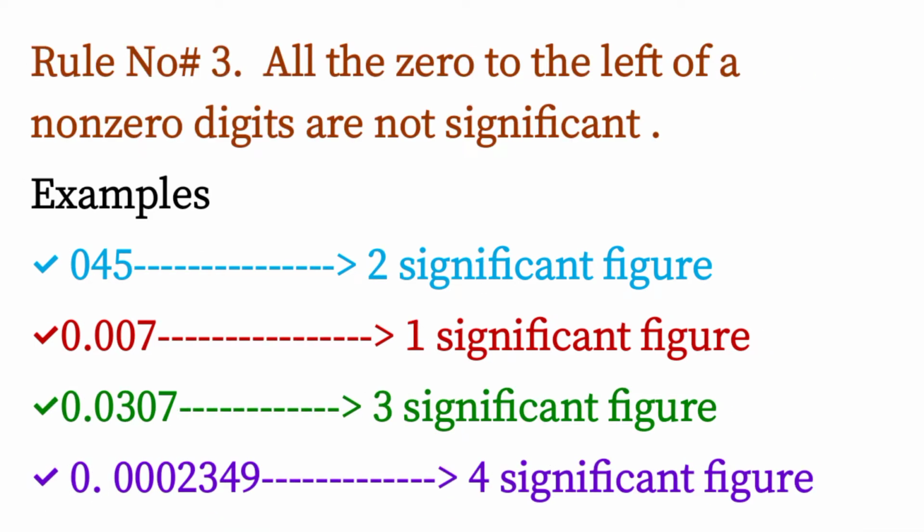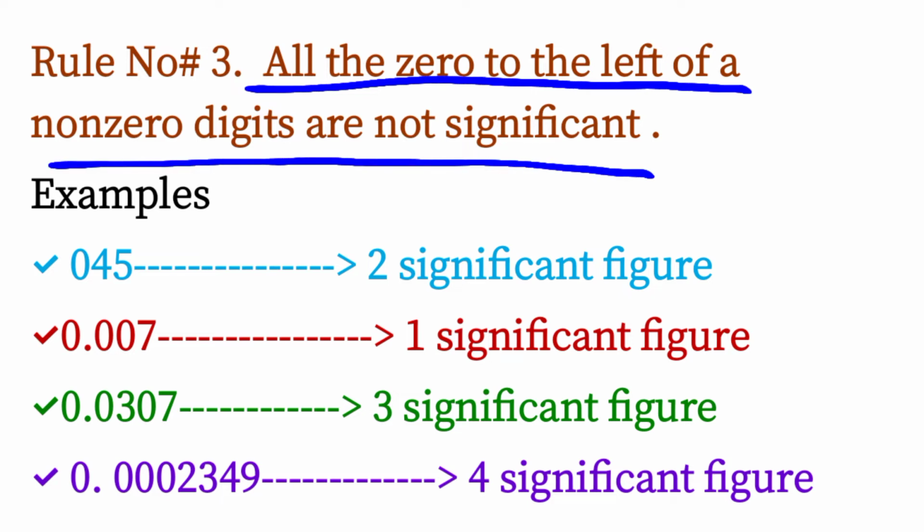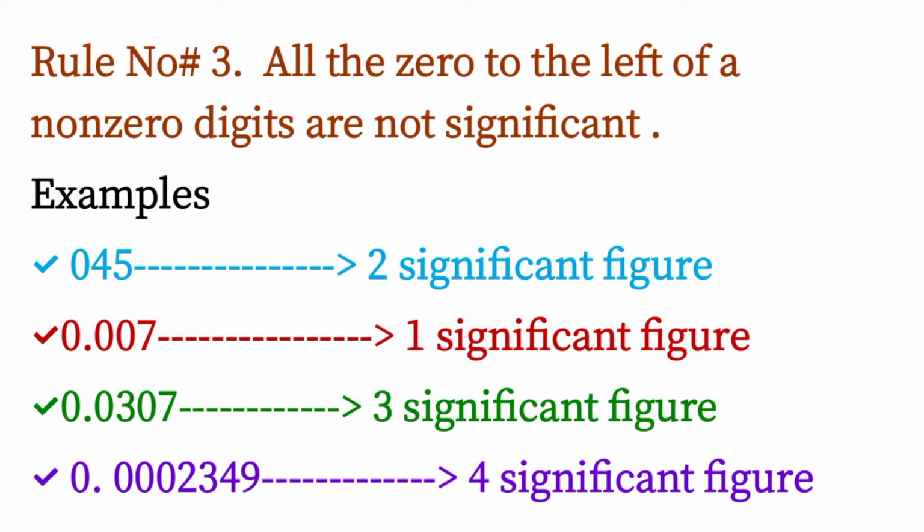Rule number 3. All the zeros to the left of the non-zero digits are not significant. Put this in mind. So it says all the zeros to the left, which are these first zeros called leading zeros, are not significant, are not important, are not counted. Example, 0, 4, 5. How many significant figures do we have? We have got 2 significant because the first 0 is a leading 0, which is not supposed to be counted.